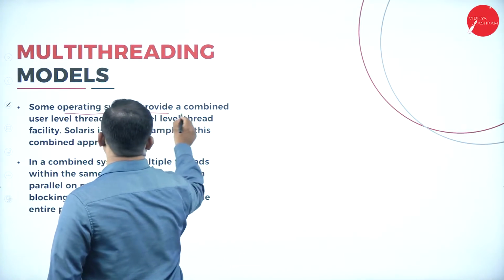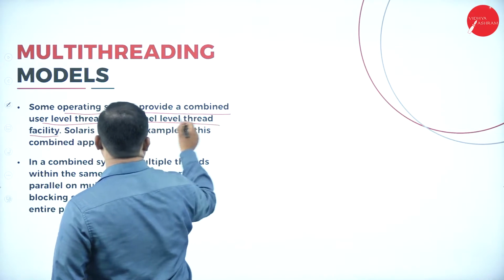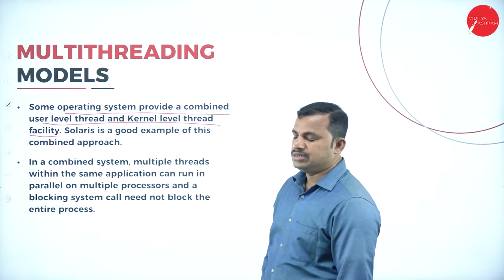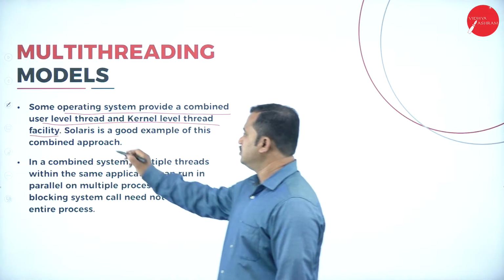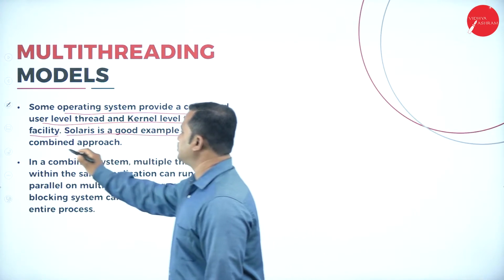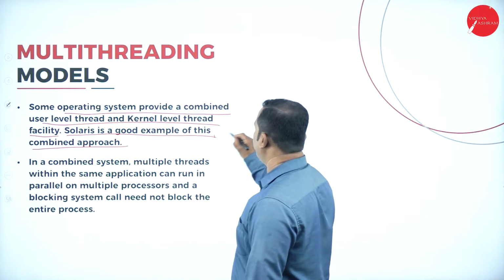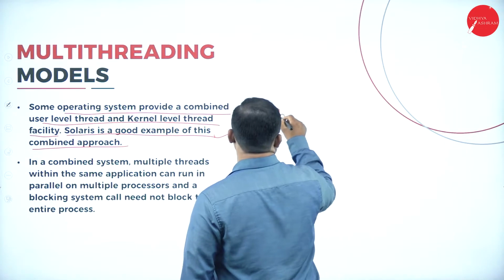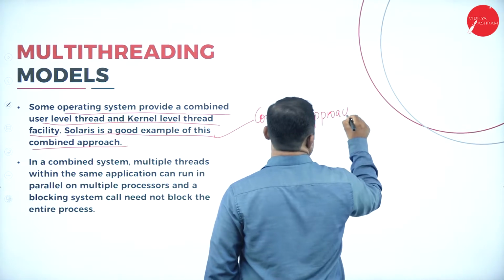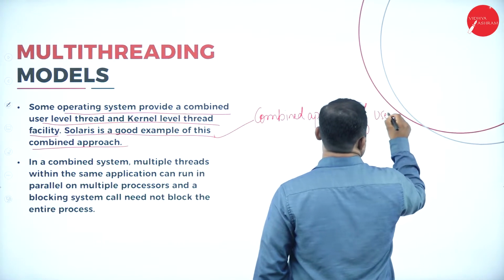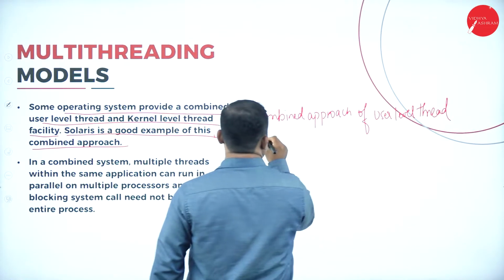Some operating system provide a combined user level thread and kernel level thread facility, whether it may be an Android or any of these, that provides a combination of user level thread and the kernel level thread. Solaris is a good example of this combined approach. That is, Solaris operating system is an example of this combined approach of user level thread and kernel level thread.